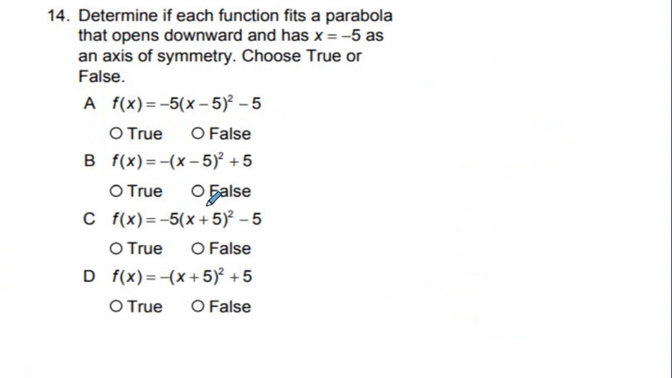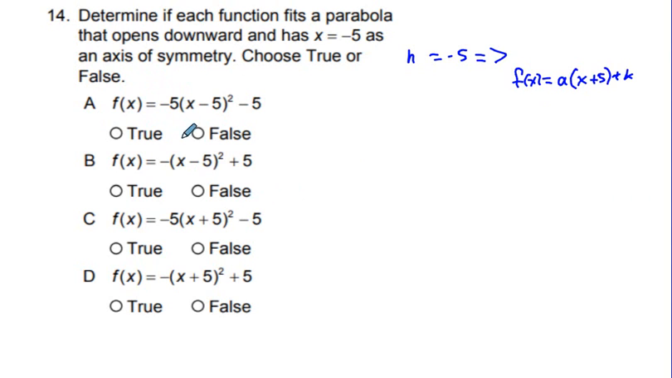Okay, now the last problem here, 14, we have 4 different separate problems. Determine if each function fits a parabola that opens downward and has x equals -5 as the axis of symmetry. Well, if x equals -5, our function is going to be of the form f of x equals a, and we don't know if the function opens up or down, but for h equals -5, we're going to have x minus -5, or x plus 5, plus k. So we have to have x plus 5 to make this work.